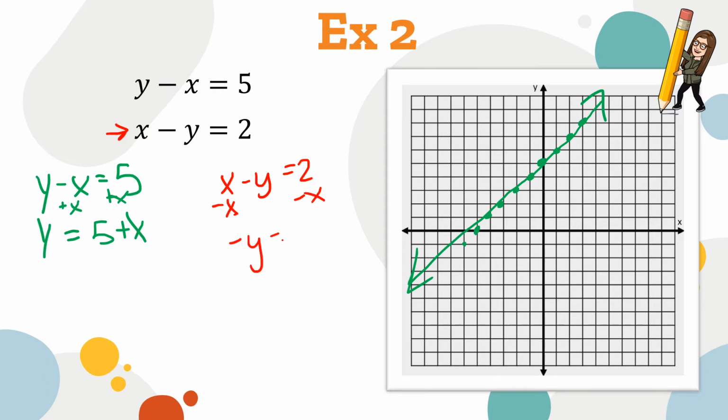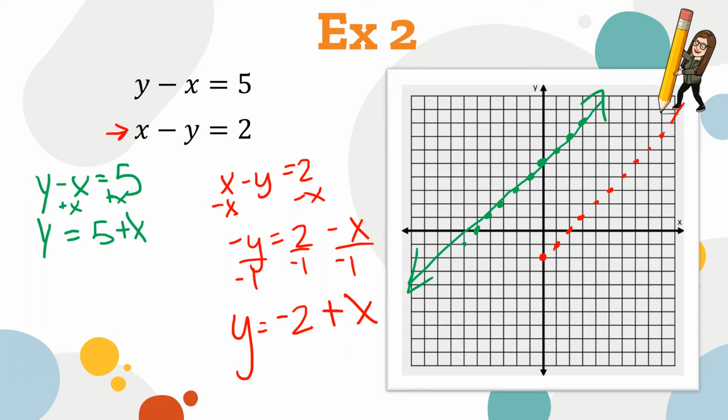Oh, that leaves me with a negative y, which means I'm not done. I need to divide everything by -1. So I have y equals -2 plus x. All right, -2 plus x. Uh-oh, this is interesting. What do you notice about my lines?